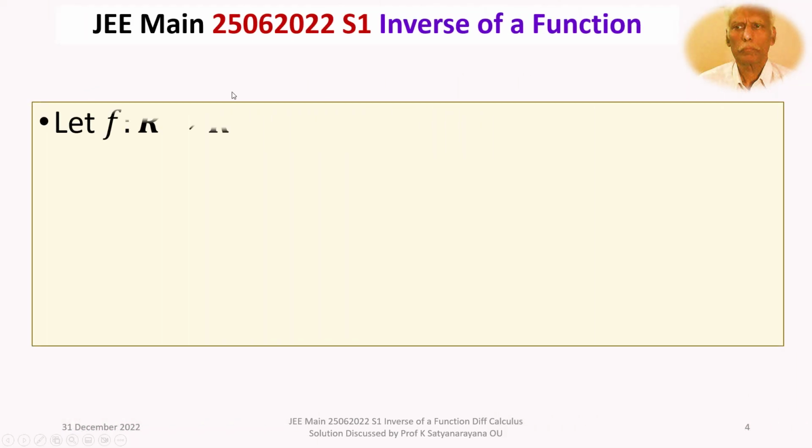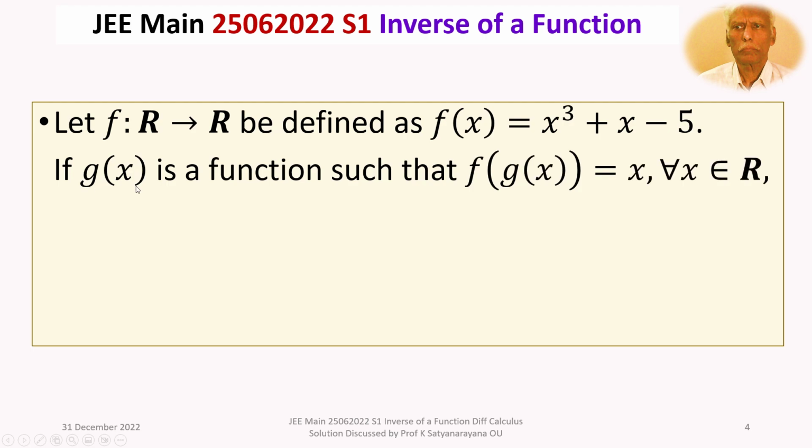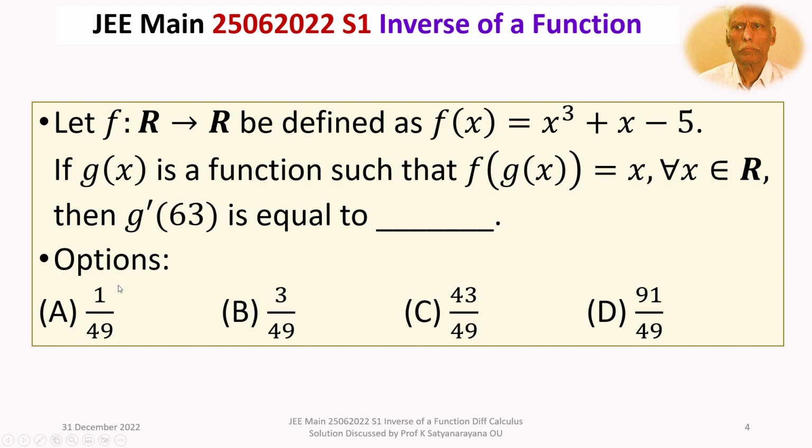The given question is, let f be a function from the set of real numbers into itself, and it is defined as f of x is equal to x cube plus x minus 5. If g of x is a function such that f of g of x is equal to x for all x belongs to R, then g prime of 63 is equal to, we are given four options. Option A 1 by 49, option B 3 by 49, option C 43 by 49, option D 91 by 49.